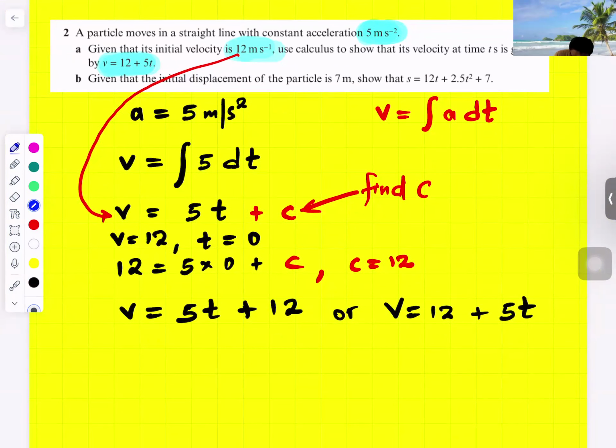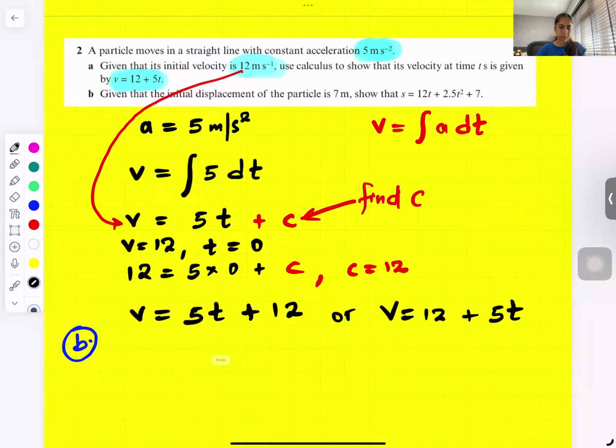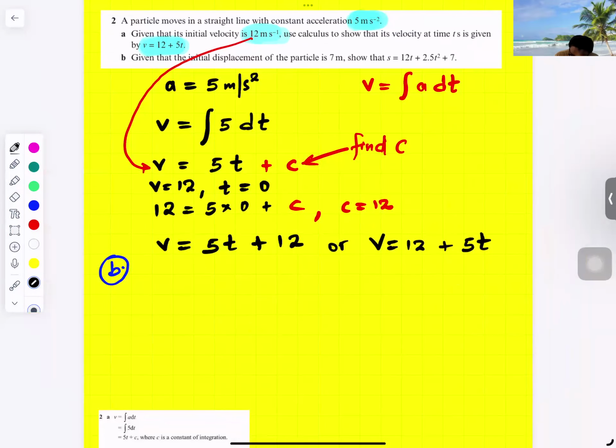And then for part B, given that the initial displacement of the particle is 7 meters. So what they're saying to you is that in the beginning, when time is 0, displacement is 7 meters. We want to find S. How do we find S from V? Integrate. Okay, you integrate.